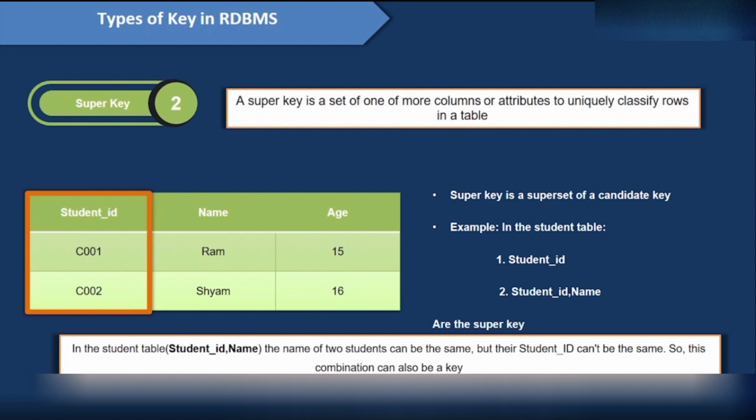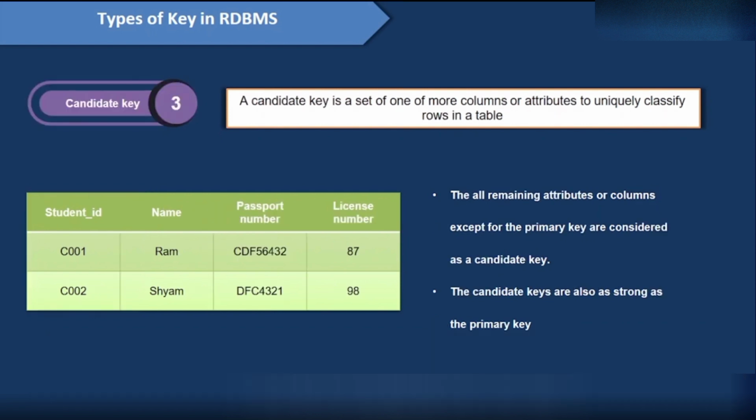So this combination can also be a super key, right? Now we will have a look at what is a candidate key. A candidate key is also a set of one or more columns or attributes to uniquely classify rows in a table. Now you will start thinking, what's the difference between a super key and a candidate key, right? So let me give you an example for that.